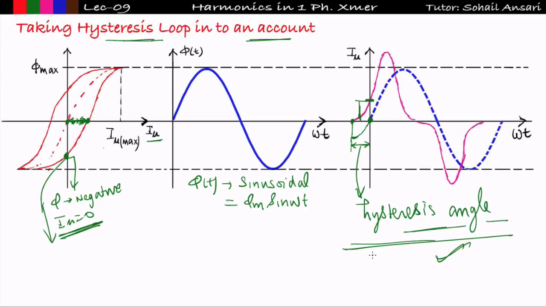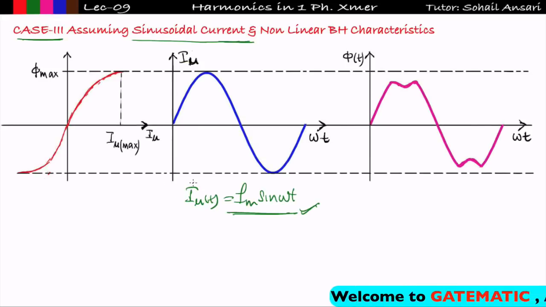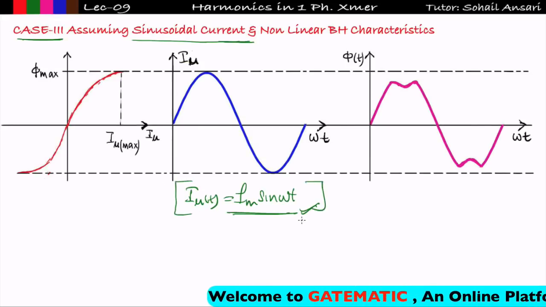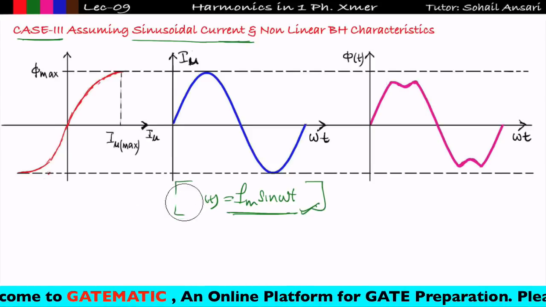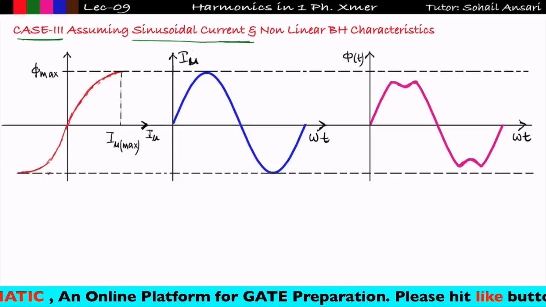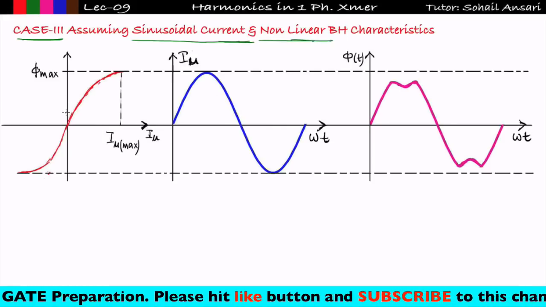This point you have to keep in mind. Now see the third case. This is the last case. In case 3, I am assuming that magnetizing current is sinusoidal and I want to see how the flux will look like. Got it? So in this case, the magnetizing current is sinusoidal in the transformer and we are considering non-linear BH characteristics like this.